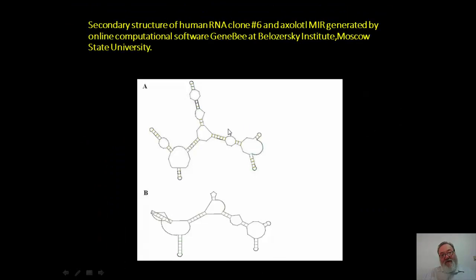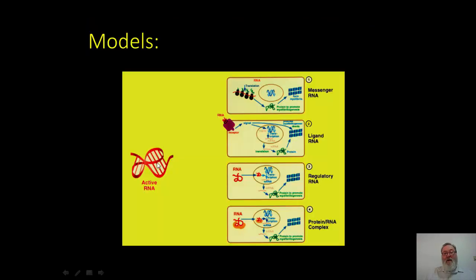If we look at the secondary structures of these clones, this one happens to be clone 6, you can see that they are very similar to that active RNA clone from the axolotl. Here's the axolotl clone, and if you look at this component part of it, you can see there are definitely some similarities between the two molecules, which could potentially allow binding to similar kinds of proteins. And with that, we came up with some models.